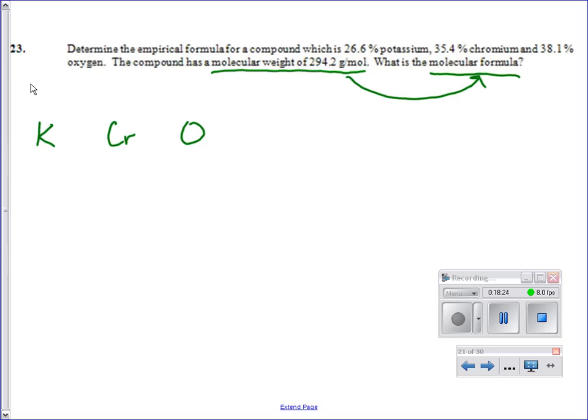Okay? All right. So under potassium, we see that 26.6% of our compound is actually potassium, 35.4% is chromium, and 38.1% is our oxygen.